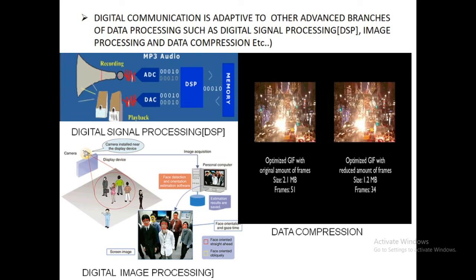The next and foremost advantage is that digital communication is adaptive to many branches. For example, here I mentioned three of the branches which are adaptive to digital communication. The first one is digital signal processing, the second one is digital image processing, and the third one is data compression techniques.